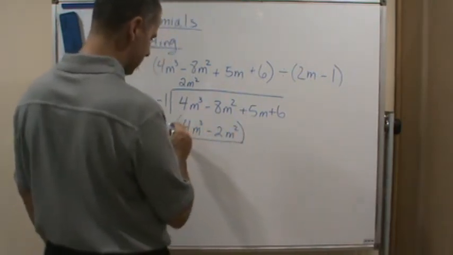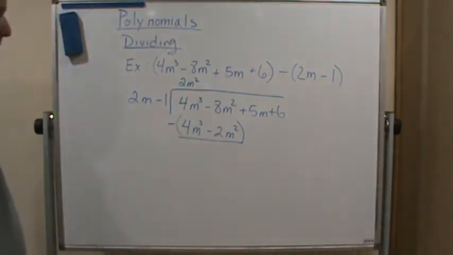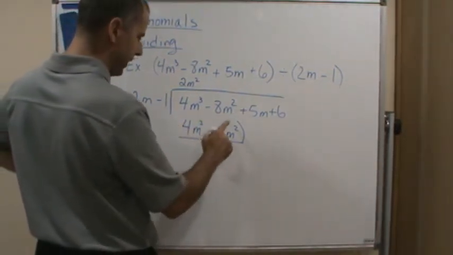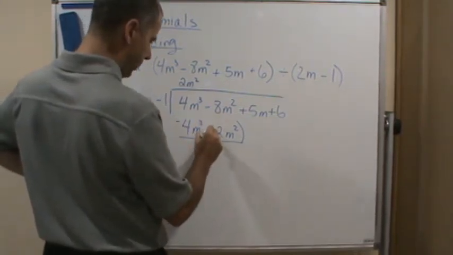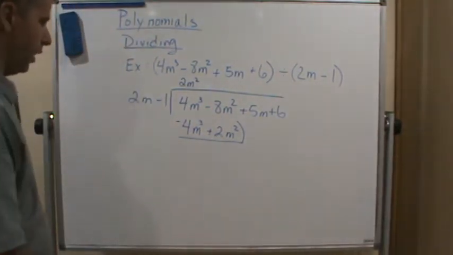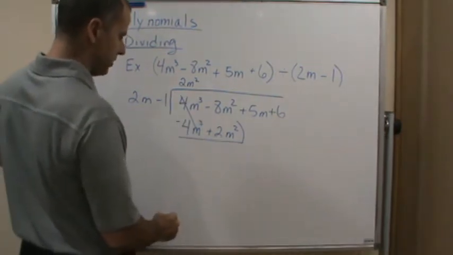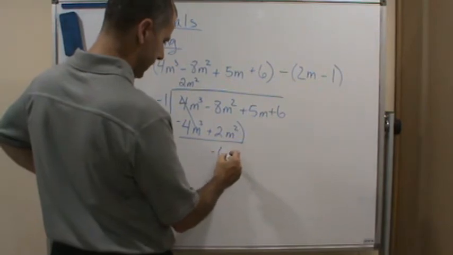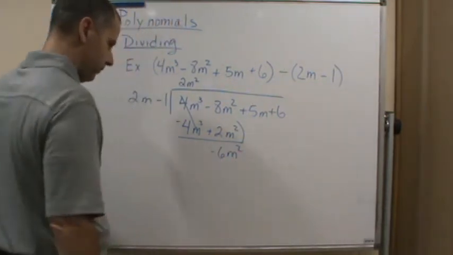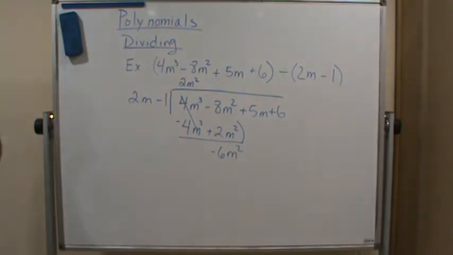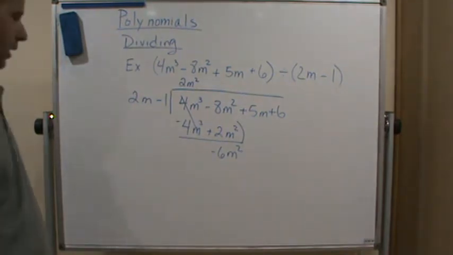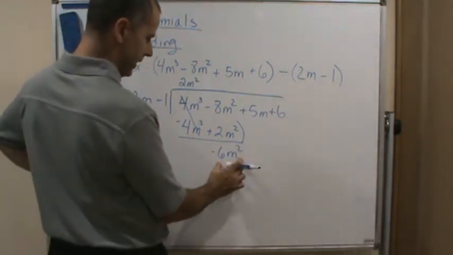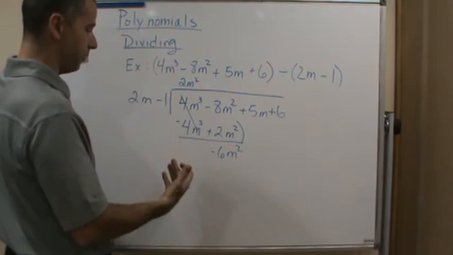Now I'm going to subtract this whole thing. If I distribute the negative, this becomes a -4, that becomes a plus. Look at this, this cancels, and what do I get? -8 plus 2 gives me a -6m squared. Now, guess what? I do the whole thing over again. I ask myself, what do I need to multiply 2m by to get this? It's going to be a -3m.